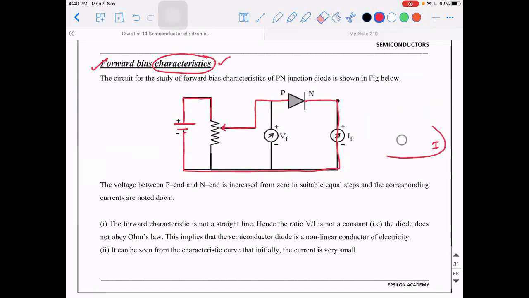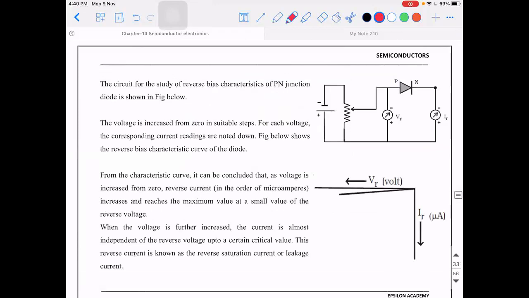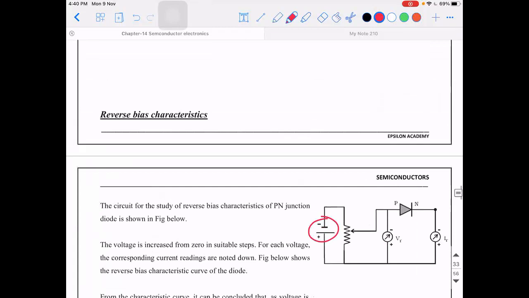That's it. We know that a voltmeter is connected in parallel. That is why it is connected here. Whereas an ammeter is connected in series. That is why it is kept here. The same kind of diagram is there for the reverse bias characteristic also, except that the junction will be reversed. Or you can just reverse the polarity of the battery. It's the same diagram.